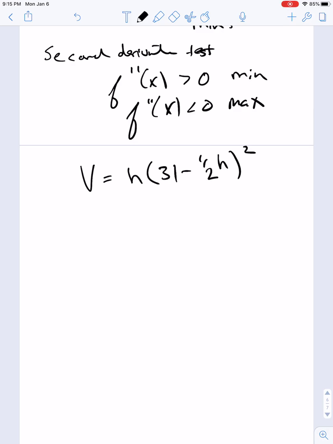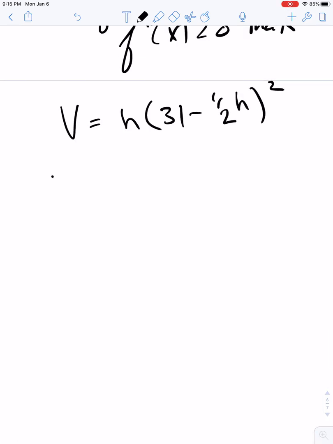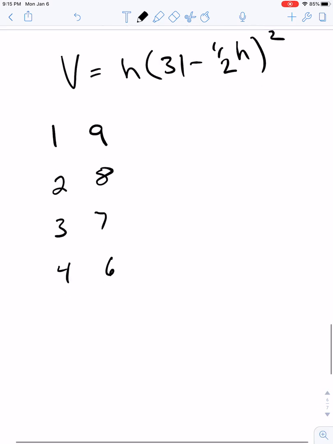The sum is 10. So let's just say, how about 1 and 9? That gives us 10. 2 and 8. 3 and 7. 4 and 6.